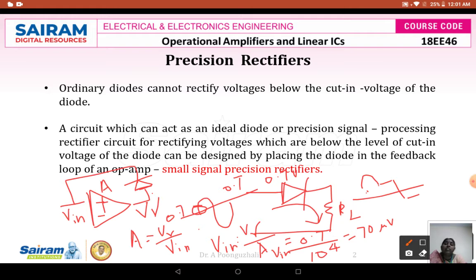When it is used in the feedback path of the op-amp, the voltage required for the diode to conduct is 70 microvolts, that is 0.7 by 10 power 4. When the voltage is 70 microvolts itself, my diode will start conducting. So that is called your precision rectifier. That is why we go for the precision rectifier.